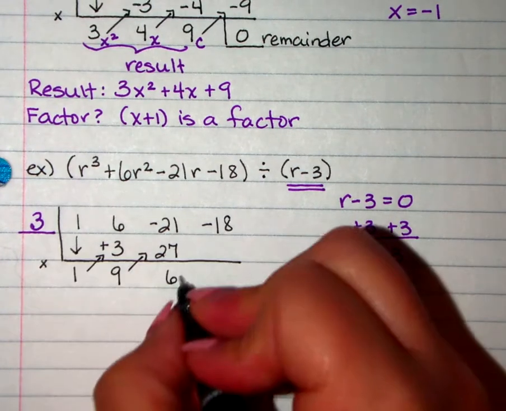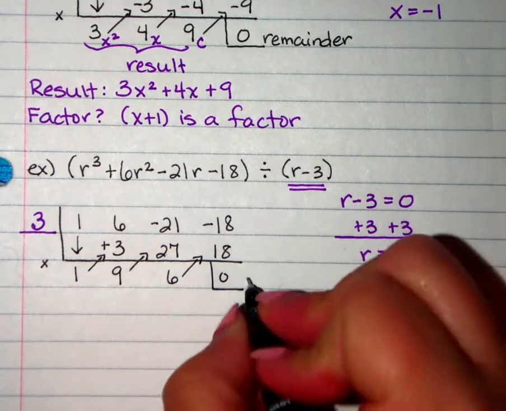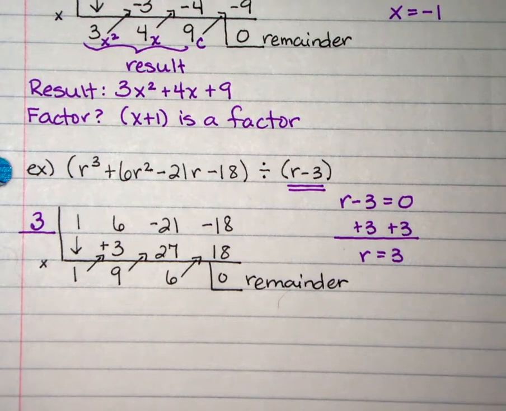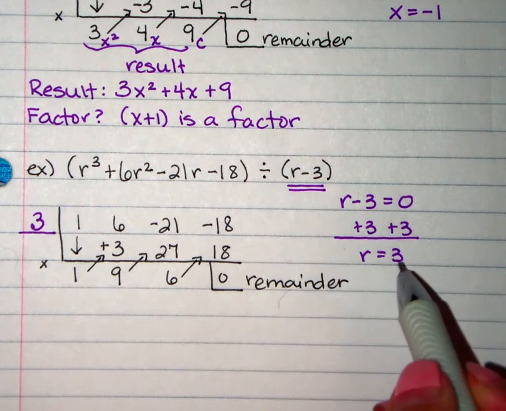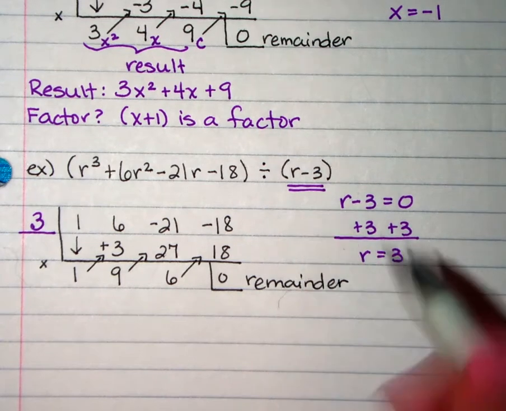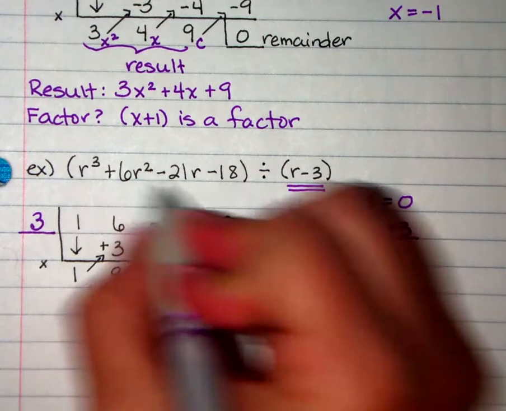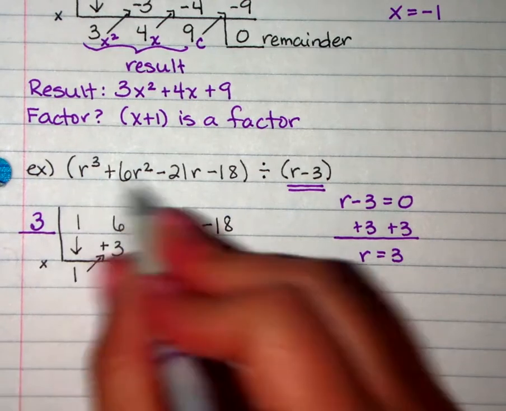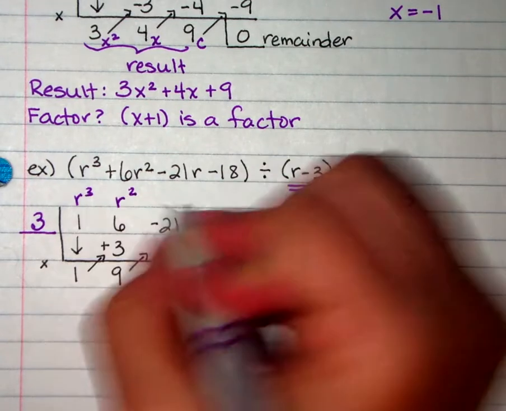So again, no remainder is a good thing. It lets us know that yes, this is indeed a factor. And in the next section, it will tell us if this is a 0. I'm trying to get you to think about those two things together. So if these are the coefficients of this polynomial, this was the coefficient on r cubed, r squared, r, and the constant, then my result is one degree less. So this is the coefficient on r squared, r, and then my constant.